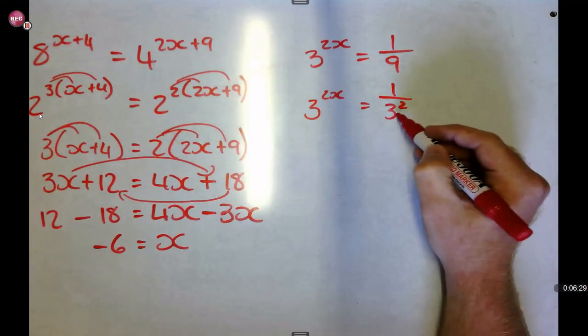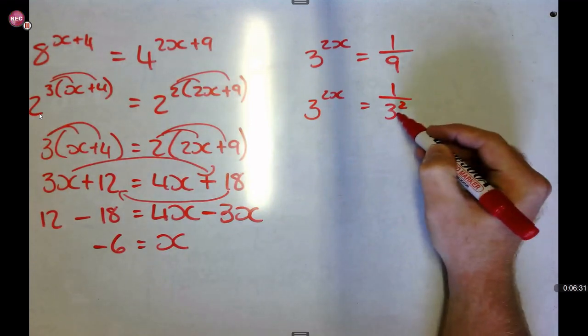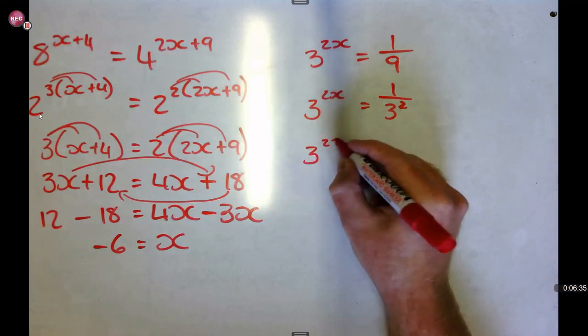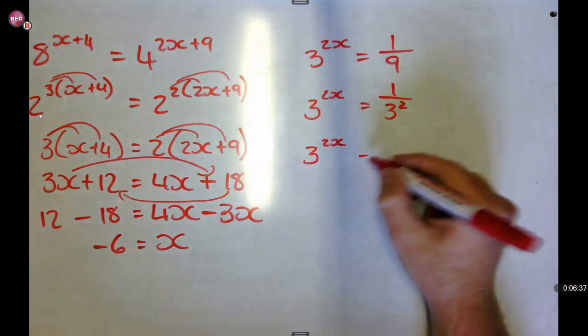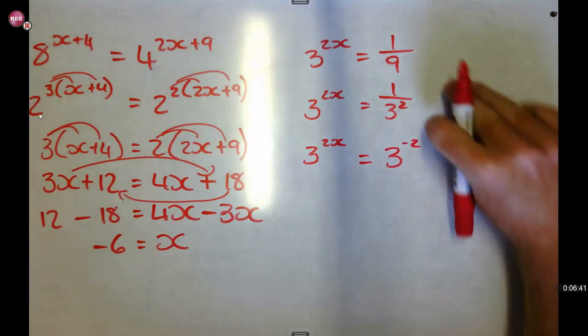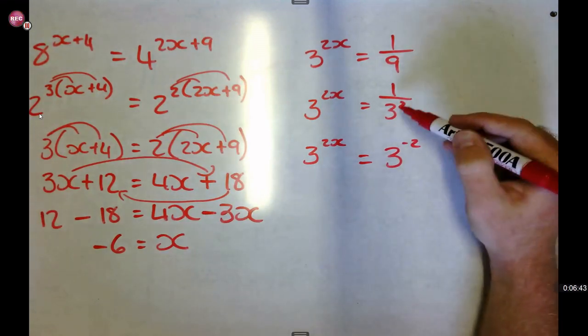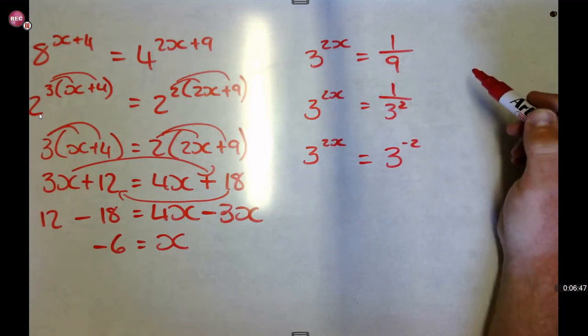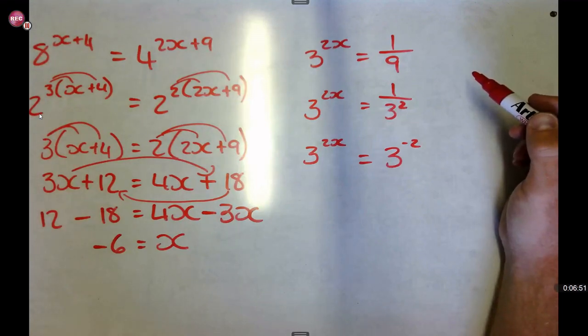What you now need to do is you need to bring the 3 squared to the top, so it becomes negative. So you've got 3 to the power of 2x, and that would be equal to 3 to the power of negative 2. So all I did was I just swapped this around. So I brought the numerator to the bottom and I took the denominator to the top. Okay, law number 6 of your exponential laws.